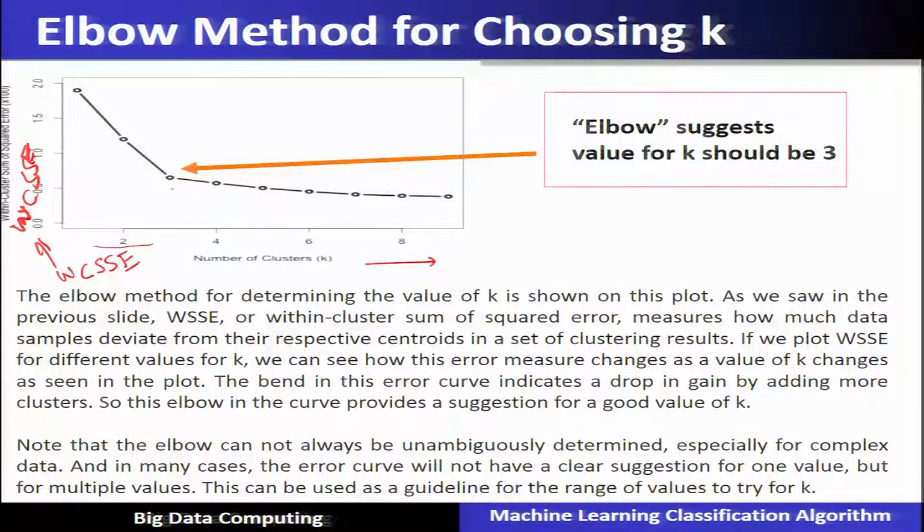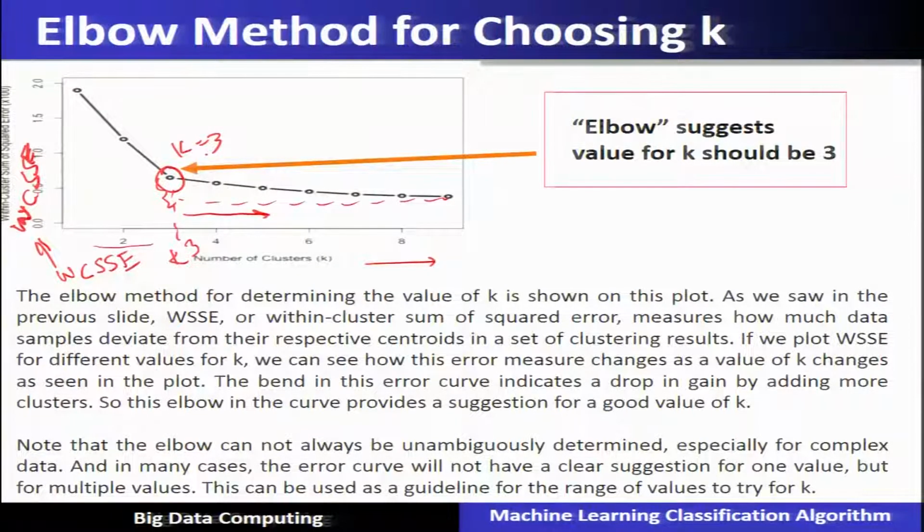but beyond this particular point, if we increase the value of k, that is the number of clusters, we see that this particular reduction in the WCSSE is very nominal, it is not very much. So, this is the point which is called an elbow point. So, elbow point shows that the value of k should be this elbow point, and this is nothing but k is equal to 3.